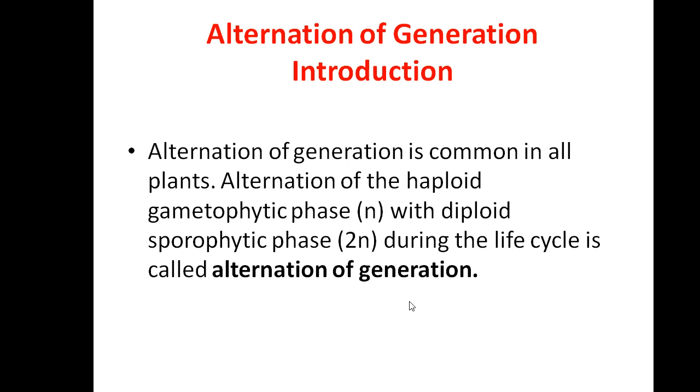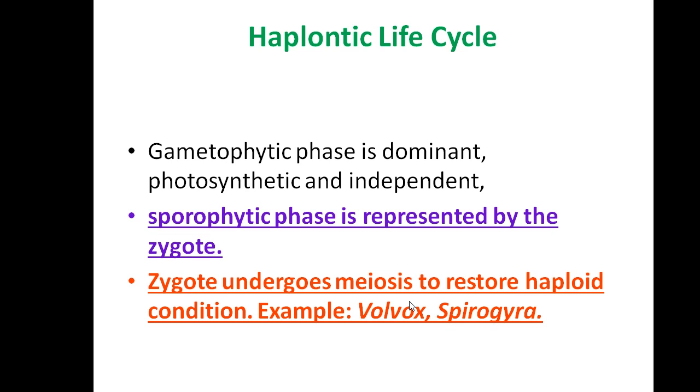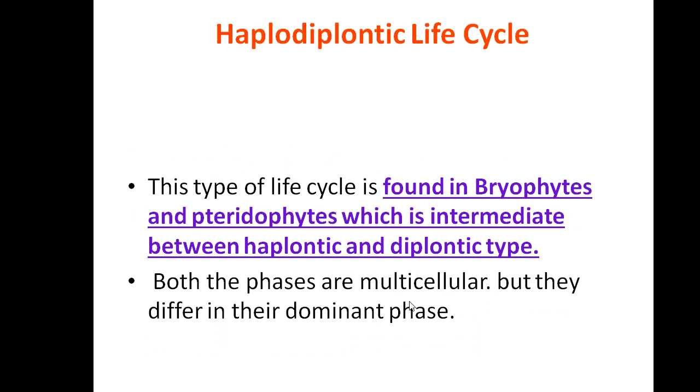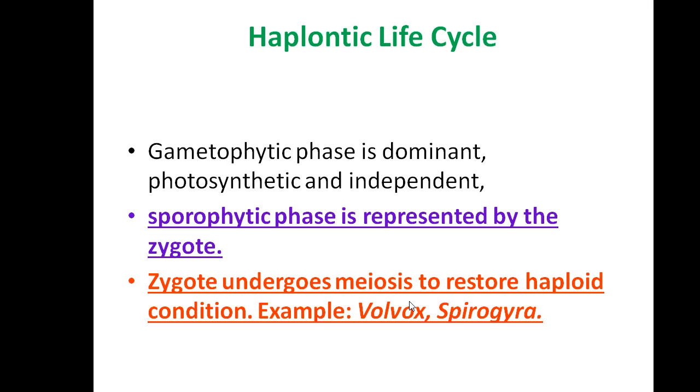What are the two types of generation? One is the sporophytic phase, another is the gametophytic phase. The gametophytic phase consists of the haploid number of chromosomes. The sporophytic phase consists of 2n, the diploid number of chromosomes. That is called alteration of generation in plants. There are three types: haplontic life cycle, diplontic life cycle, and haplodiplontic life cycle. This life cycle is very important in plants.